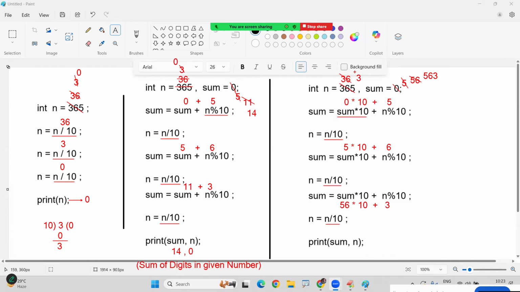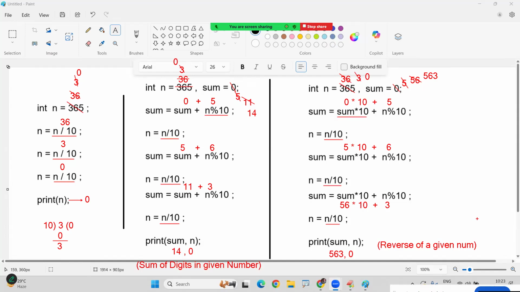n by 10 means what? So finally that 3 becomes 0. So the output is 563 and the n value becomes 0. Look at the program: this is the reverse of a given number. All these things we will discuss briefly once again in while loop. But today's concept is, I'm just explaining how the values are changing and how we need to evaluate expressions one by one using arithmetic operators.